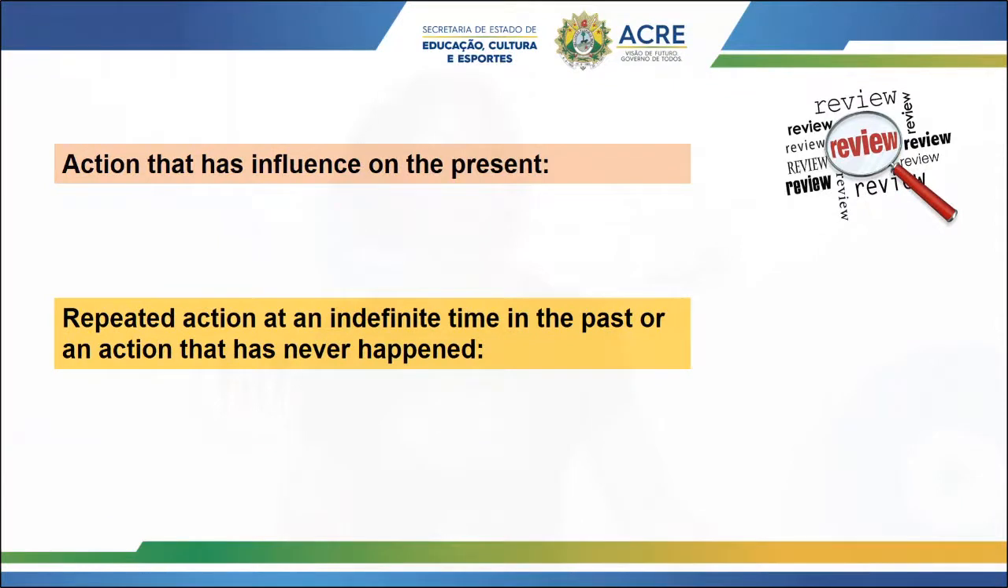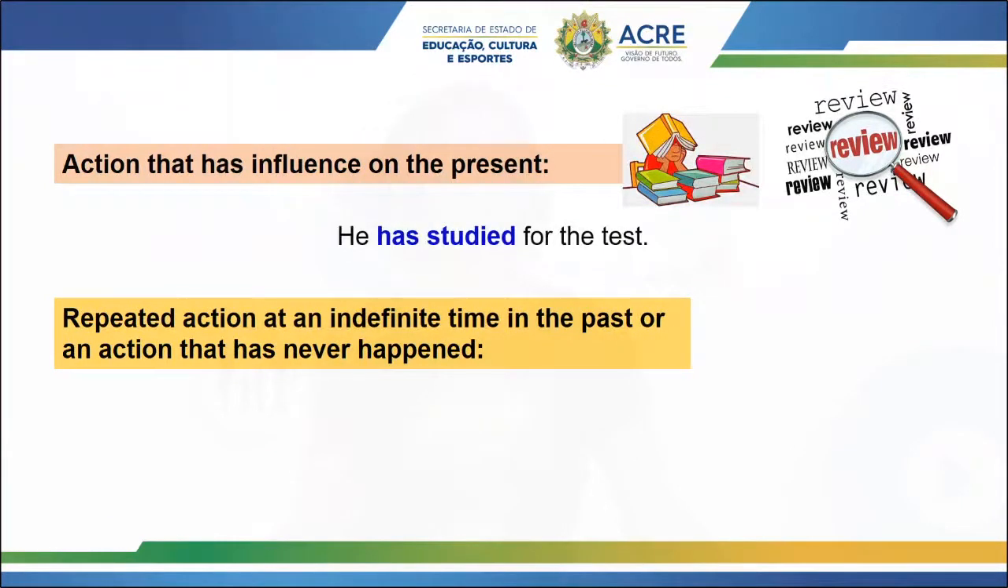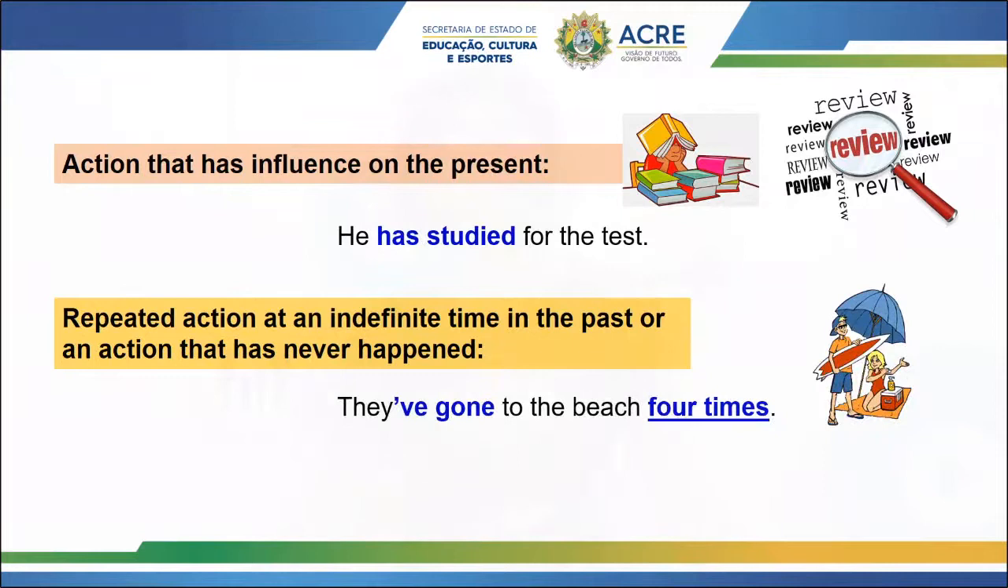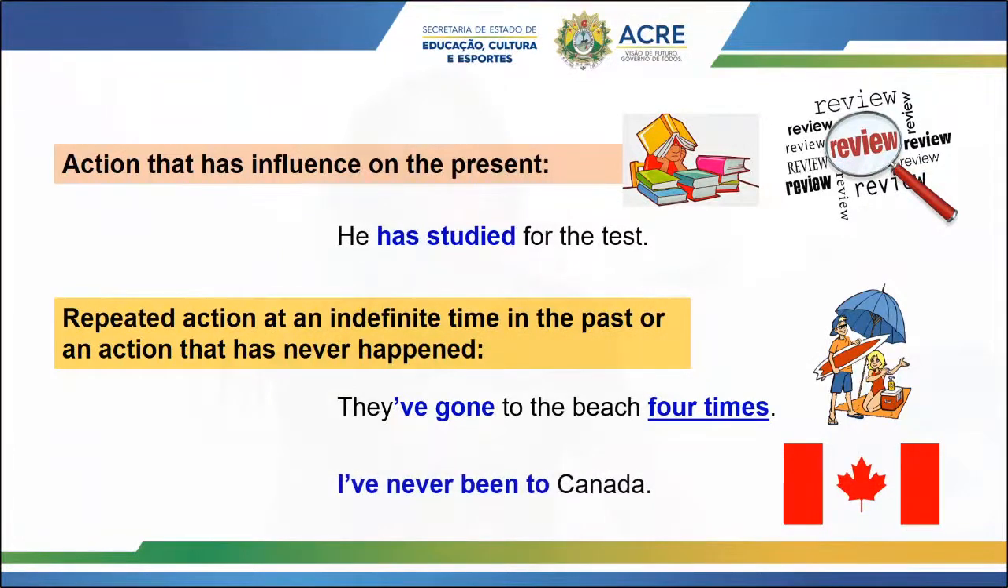Action that has influence on the present. He has studied for the test. Repeated action at an indefinite time in the past or an action that has never happened. They've gone to the beach 4 times. It is a repeated action. I've never been to Canada. It's an action that has never happened.